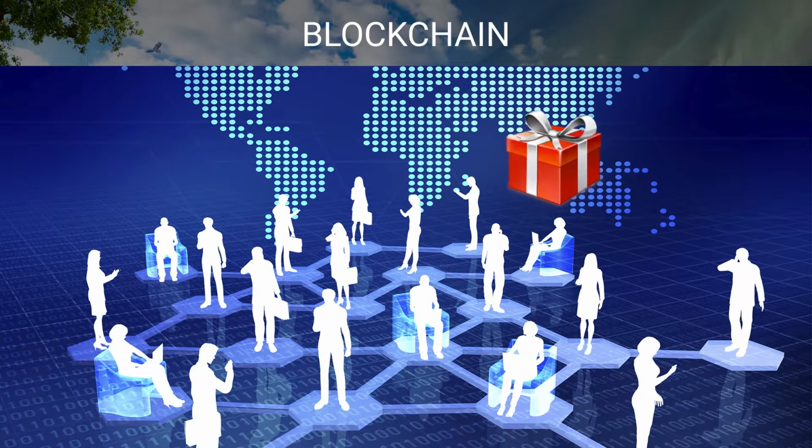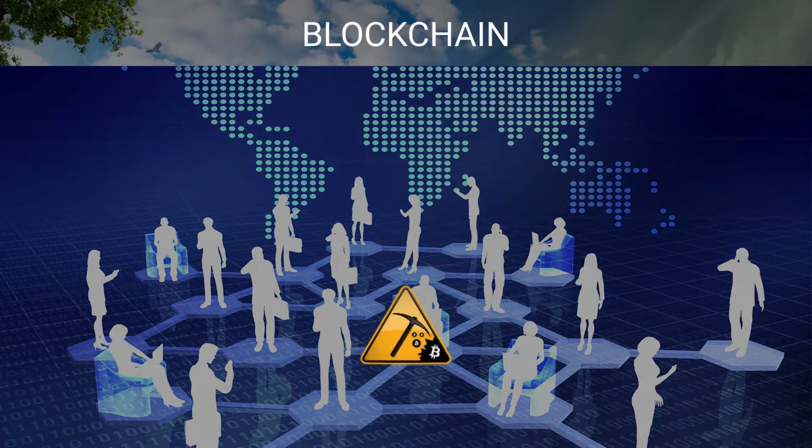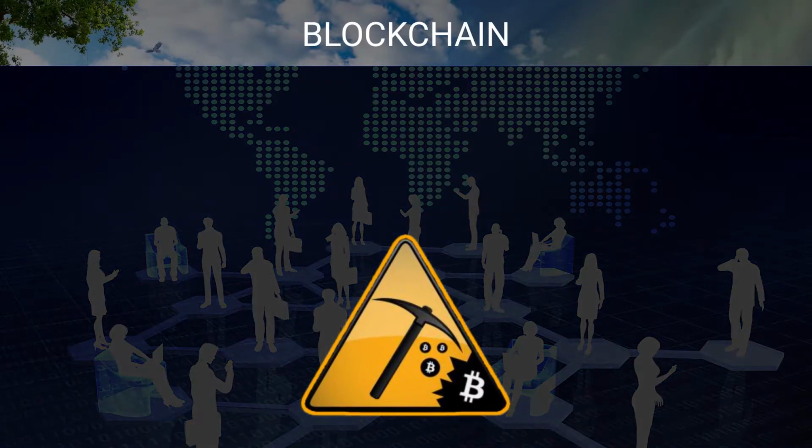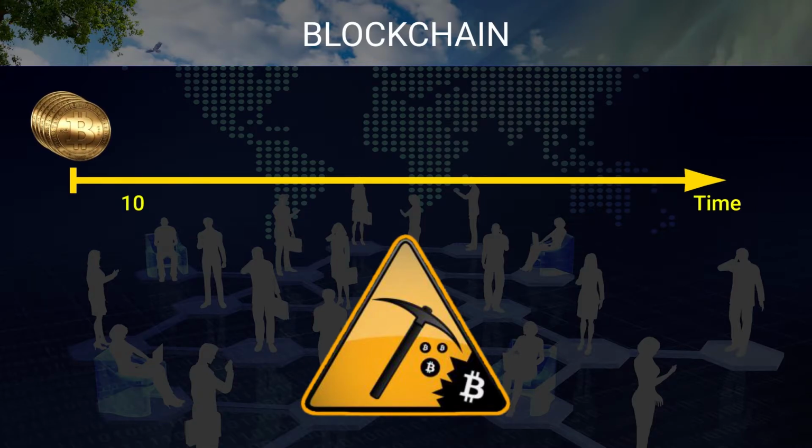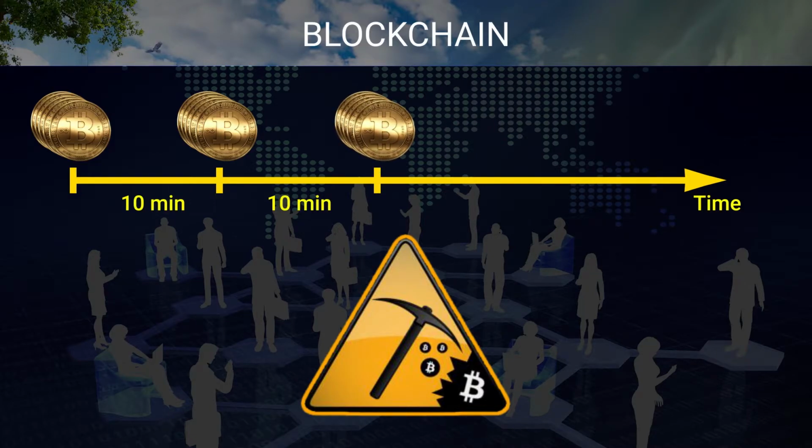People who create this block get new Bitcoins as a reward, generated by algorithms. The system creates these Bitcoins as a gift for block creation. People who deal with it are called miners. The process is called mining. Because of mining, there is an emission, a creation of Bitcoins, once every 10 minutes.